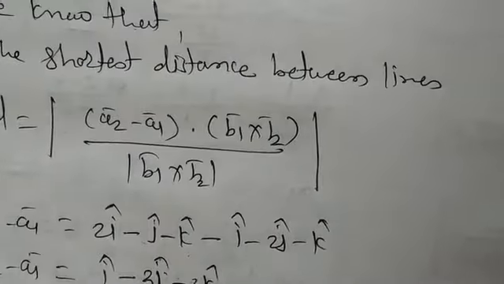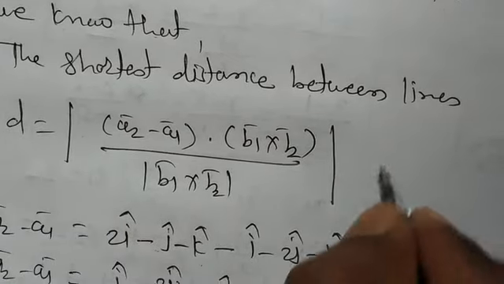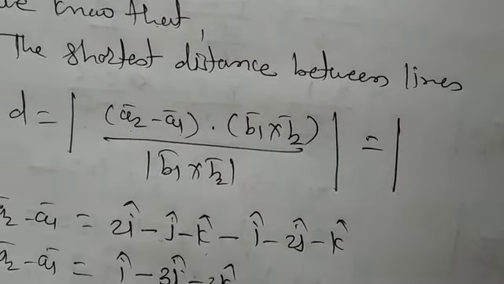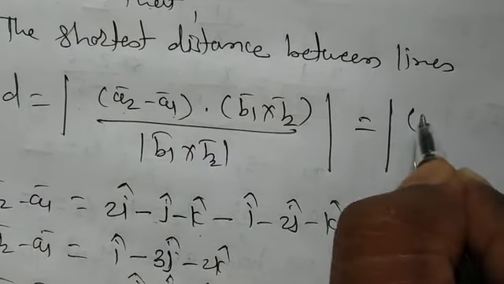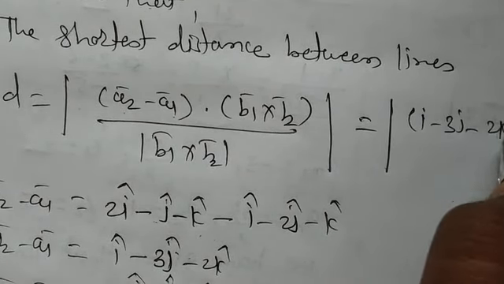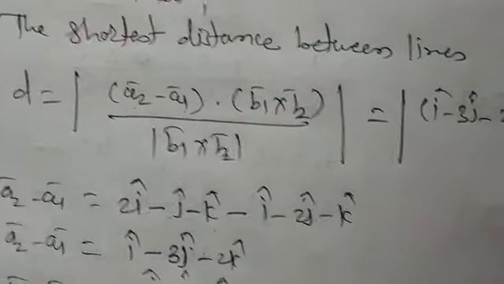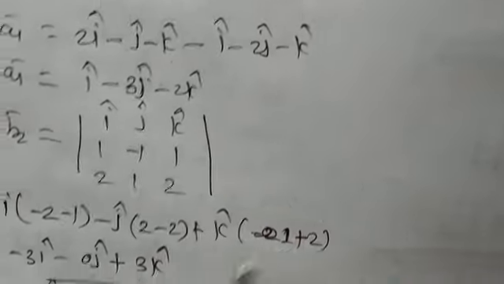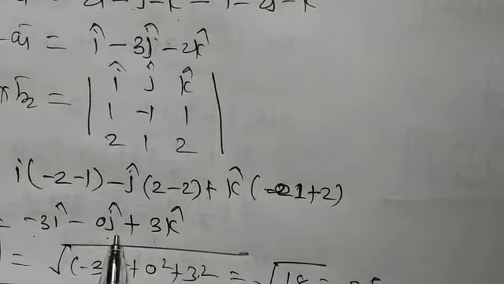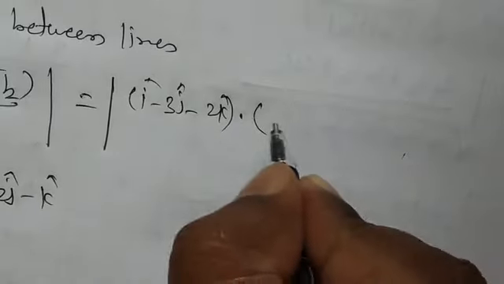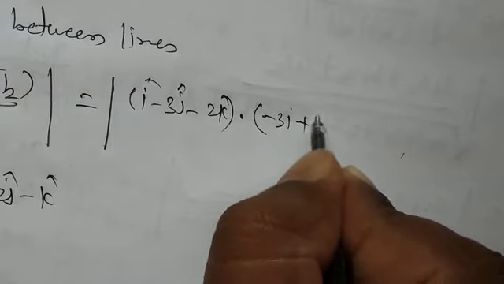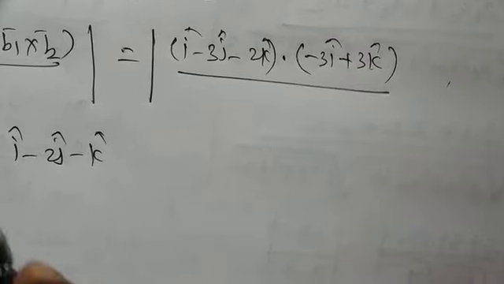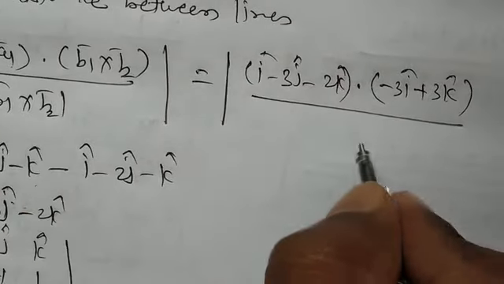Then what is the formula? d is equal to the modulus of a2 minus a1. What is a2 minus a1? That is i - 3j - 2k, dot b1 cross b2. What is b1 cross b2? That is -3i + 0j + 3k, simply -3i + 3k, because 0 has no value. And the magnitude of b1 cross b2 is 3 root 2.